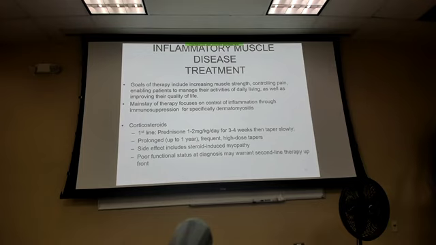The mainstay of therapy focuses on control of inflammation through immunosuppression, specifically for dermatomyositis. Should get a shot for every time I say that word. Corticosteroids. The first line is prednisone 1 to 2 milligrams per kg per day for 3 to 4 weeks, and then we're going to taper it off.